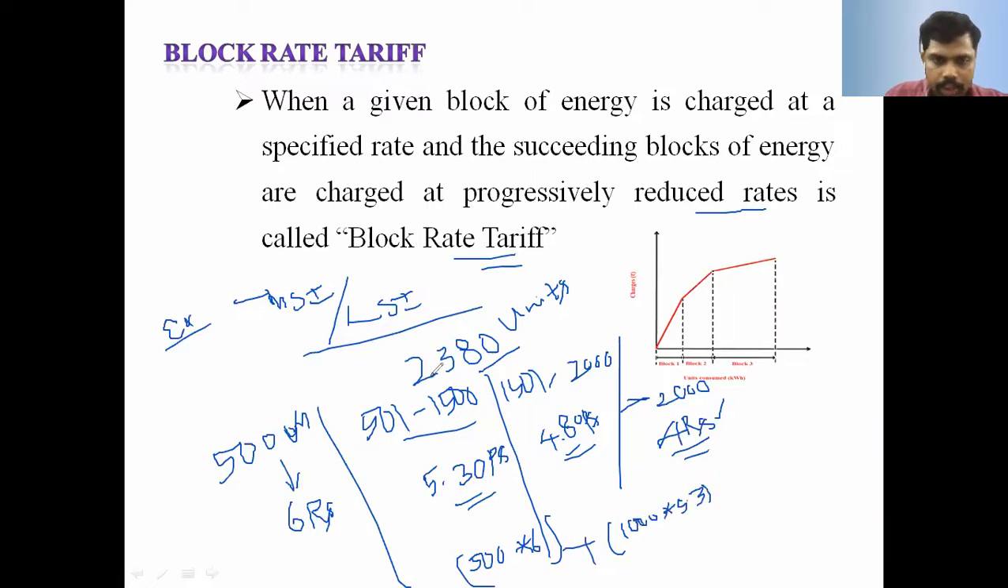But how much they are utilized? 2380. Again they go to the third block. And the third block, how much? 501 to 2000. Here 2380. Again the next 500 units, they are charging 4 rupee 80 paise. The next, greater than 2000 units, here 2380, the next 380 units, they are charging 4 rupee.